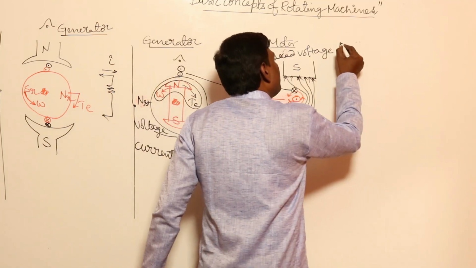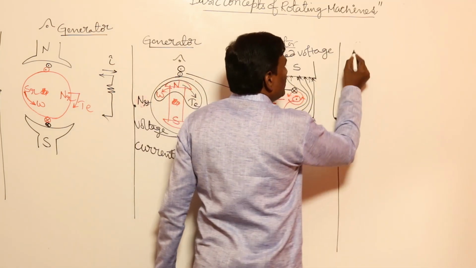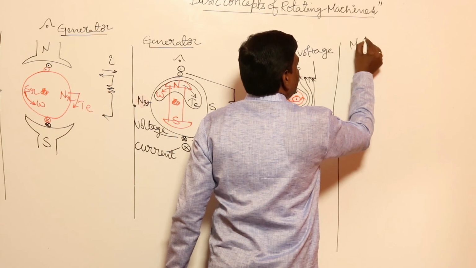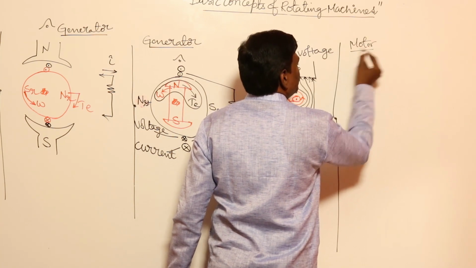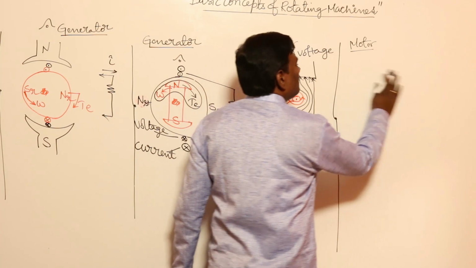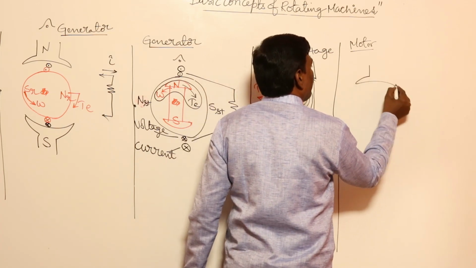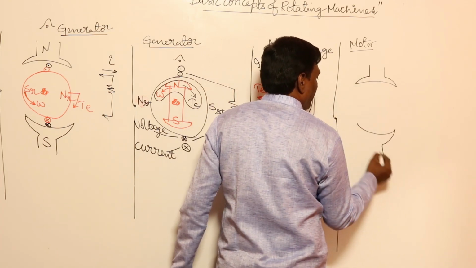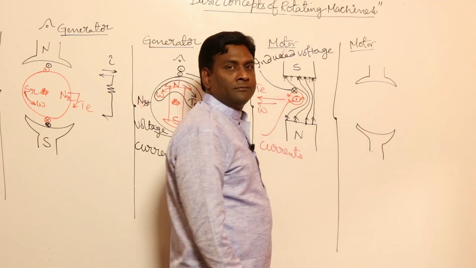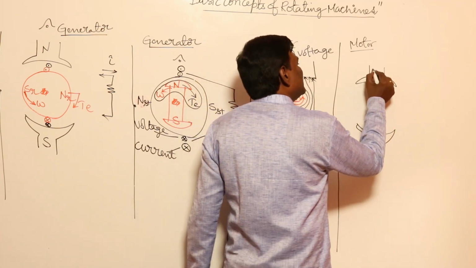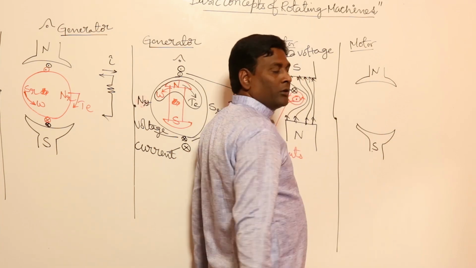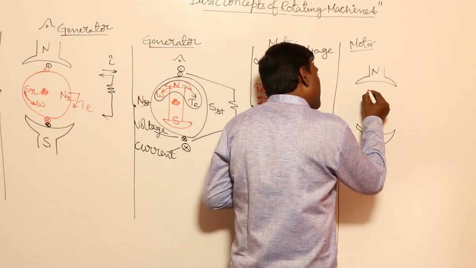Now, let me think of motor again. It is not motor action here, it is motor. Okay, so in motor, stationary field, maybe let us think of this as N pole and this as S pole. Okay, let me think of my rotor.